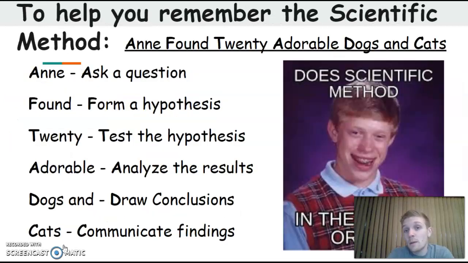All right, in order to help you remember the scientific method, you can use this mnemonic device: And found 20 adorable dogs and cats. A, and, ask a question. F, found, form a hypothesis. T, 20, test the hypothesis. A, adorable, analyze the results. D, dogs, draw conclusions. And C, cats, communicate findings. And found 20 adorable dogs and cats, right? So that might be something useful for you when you're trying to remember your steps here.